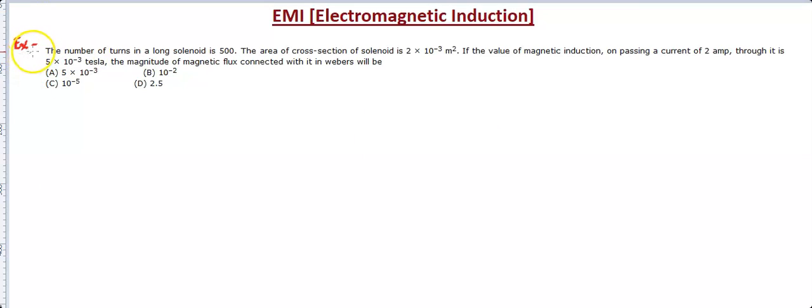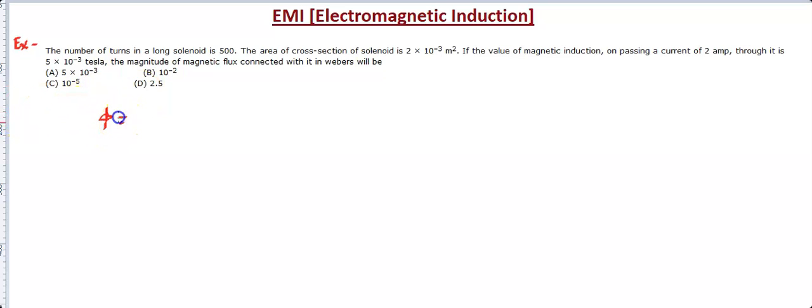A simple practice example is here. Let me read this example. It says the number of turns in a long solenoid is given. So the number of turns is given to us, and the cross section of the solenoid is also known to us. The induction, that's B, when a 2 ampere current is passed through is given, so B is also given to us. We need to find the magnitude of magnetic flux in Webers. Weber is the SI unit of flux, phi. So what do you need to find?